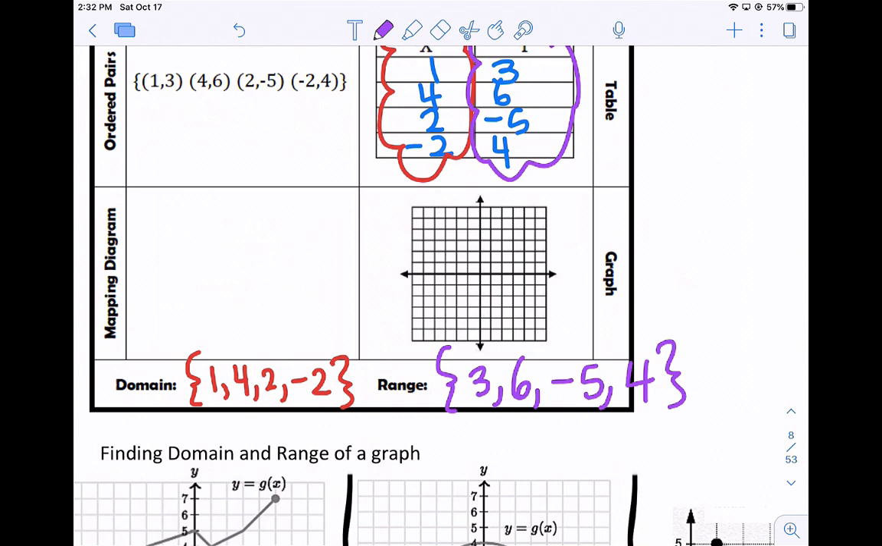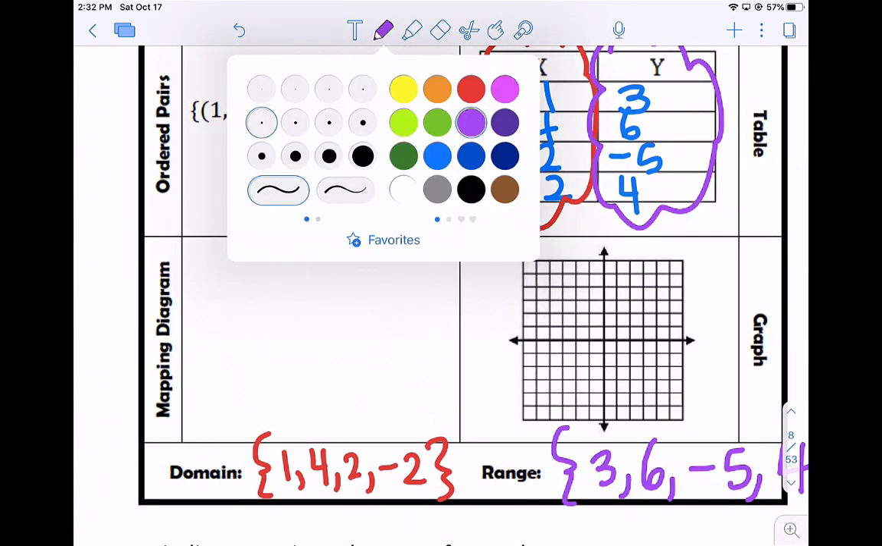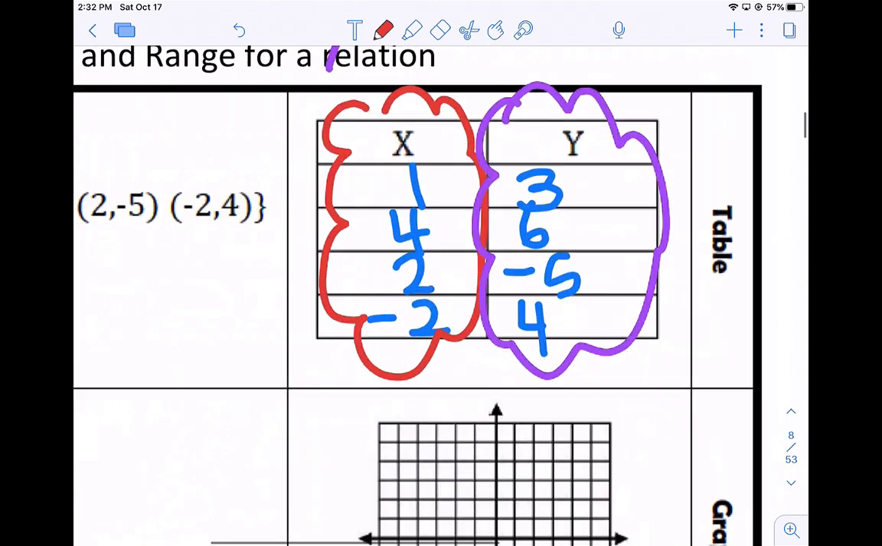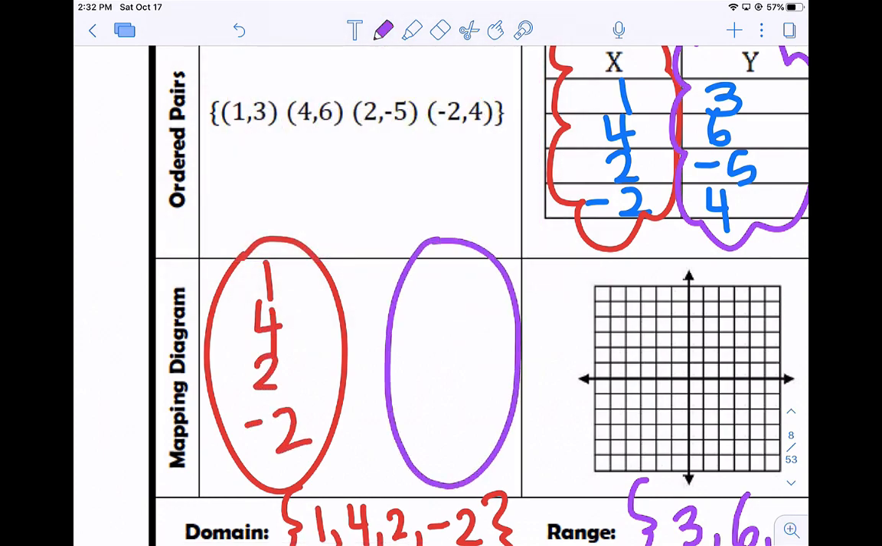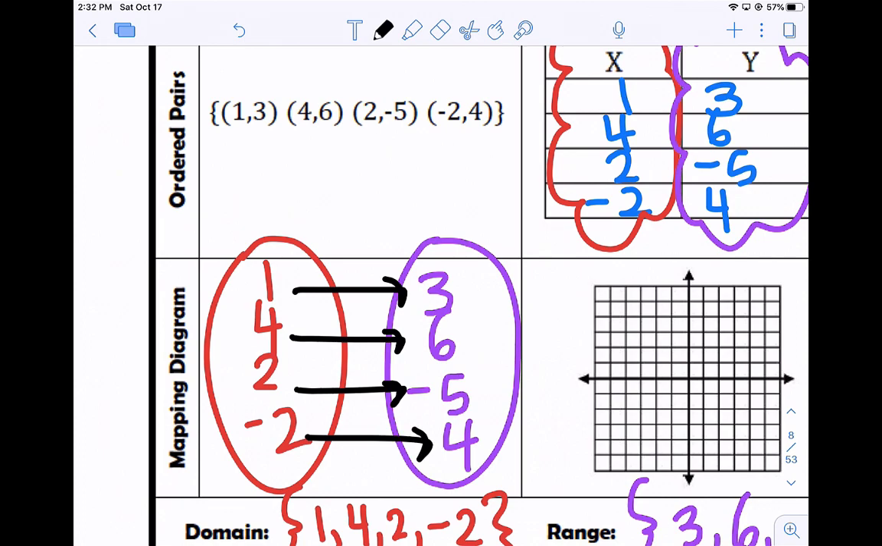We can put these coordinates in a mapping diagram, and all that is a table but with ovals and arrows. So let me show you what that looks like. So in a mapping diagram, again, let's put our domain right here. Now I'm just going to take the x values in our table and put them in an oval. And then I'll take the y values and also put them in an oval. And a mapping diagram just has an arrow pointing from the x coordinate to the y coordinate. So here is what the mapping diagram looks like for that table below. So essentially a mapping diagram is just a table with ovals and arrows connecting the x and y values that are related.